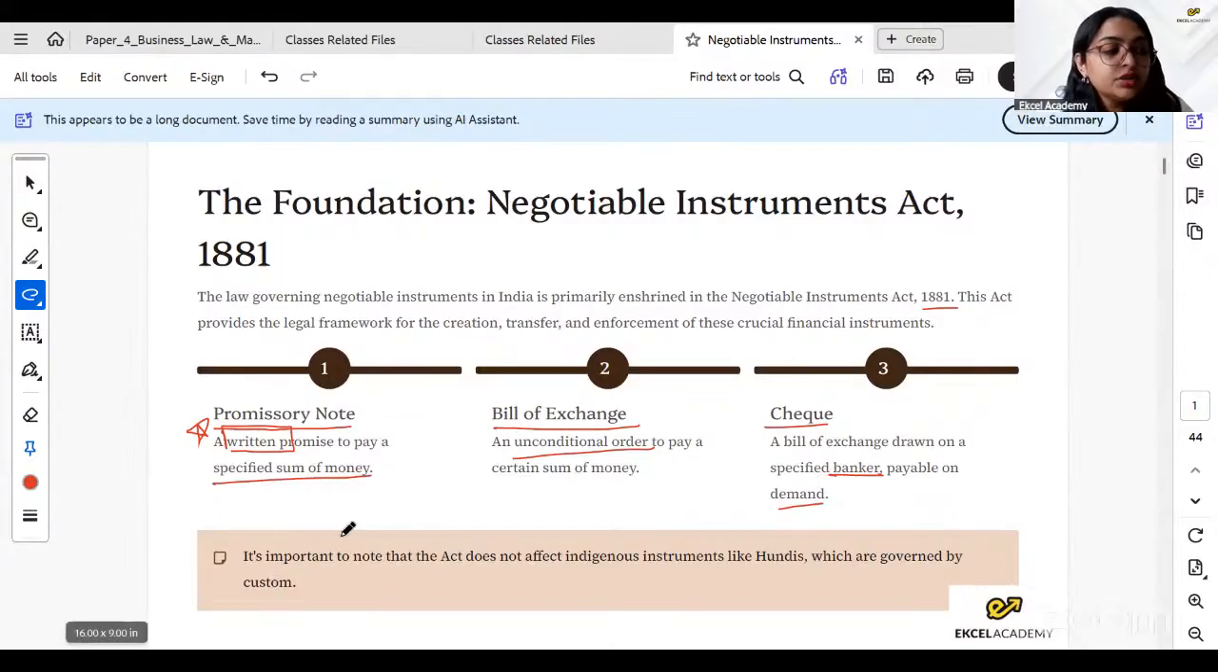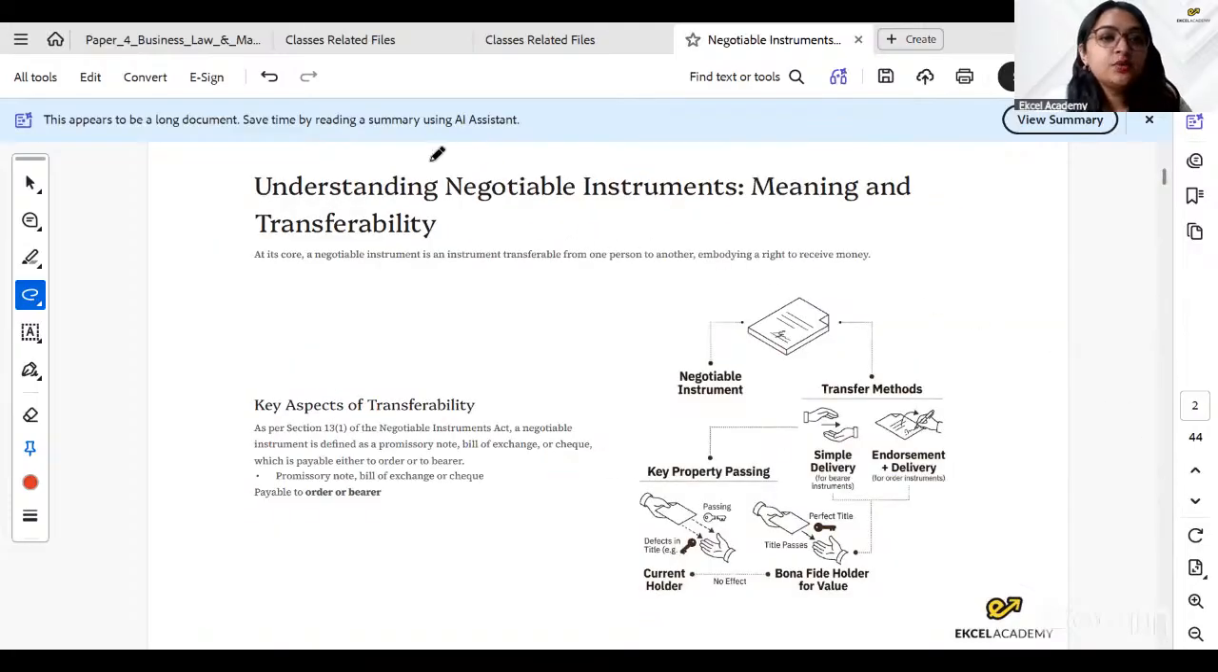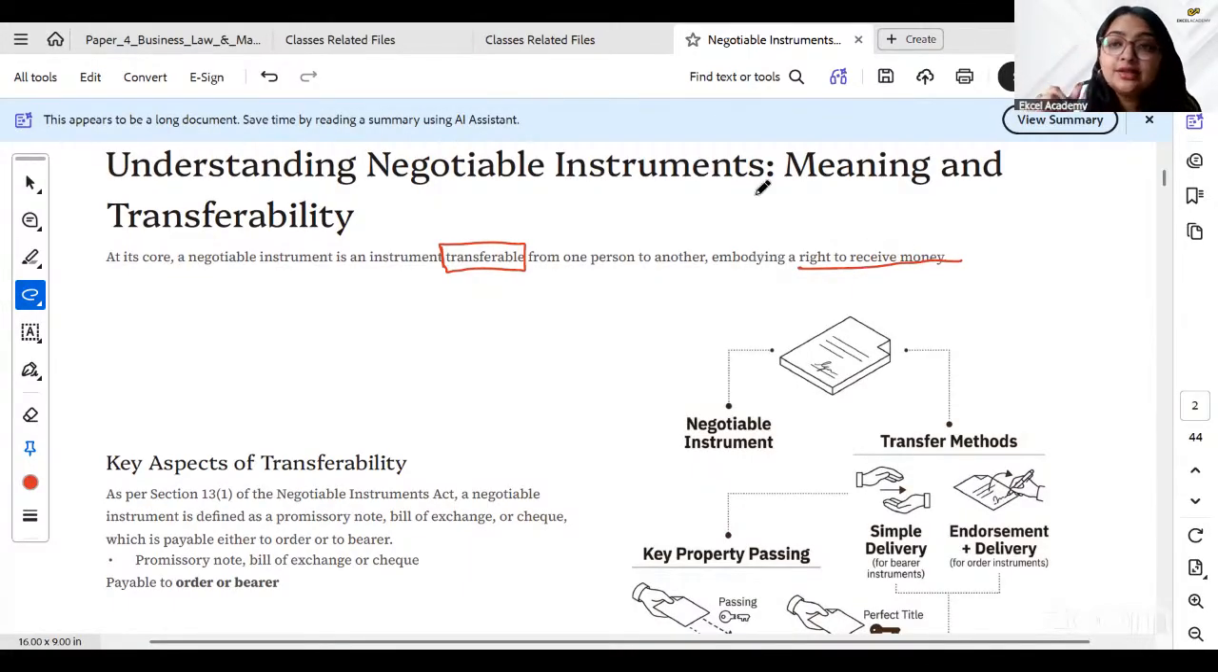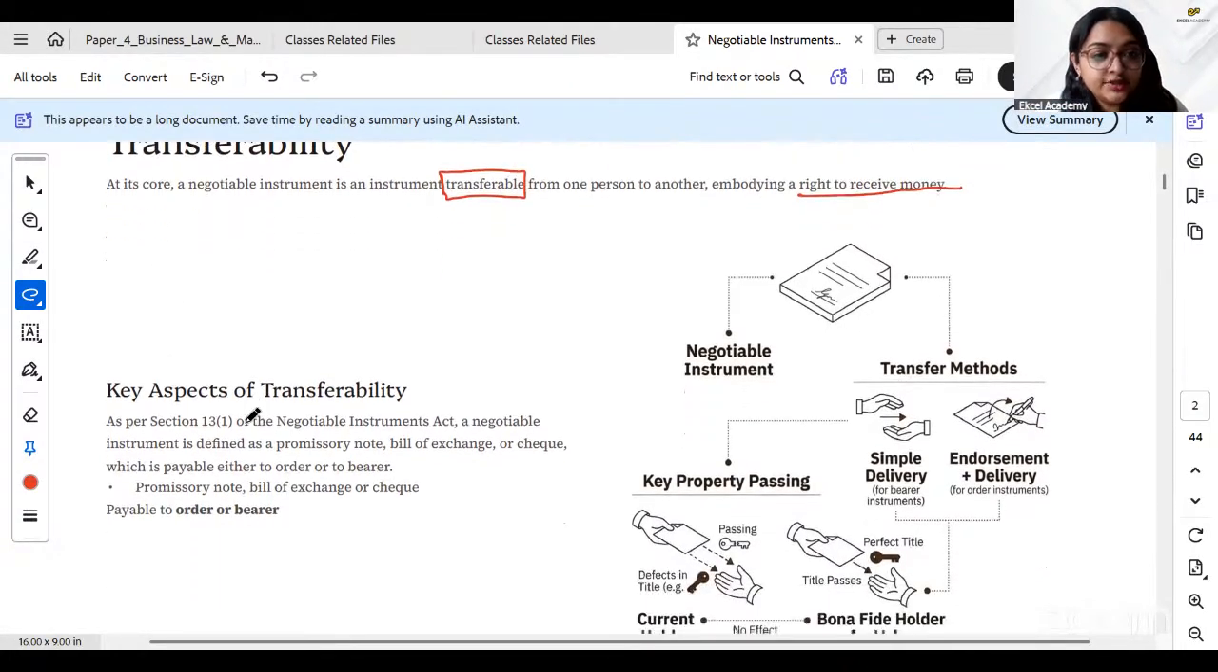Now it is important to note that the Act does not affect indigenous instruments like hundis, which are governed by custom. Your Negotiable Instruments Act specifically covers three types of instruments: your promissory note, your bill of exchange, and your check. Now, let us proceed to understand the meaning of a negotiable instrument. A negotiable instrument is an instrument transferable from one person to another, embodying a right to receive the money. That instrument contains a right to receive your money. So what are the key aspects of transferability?